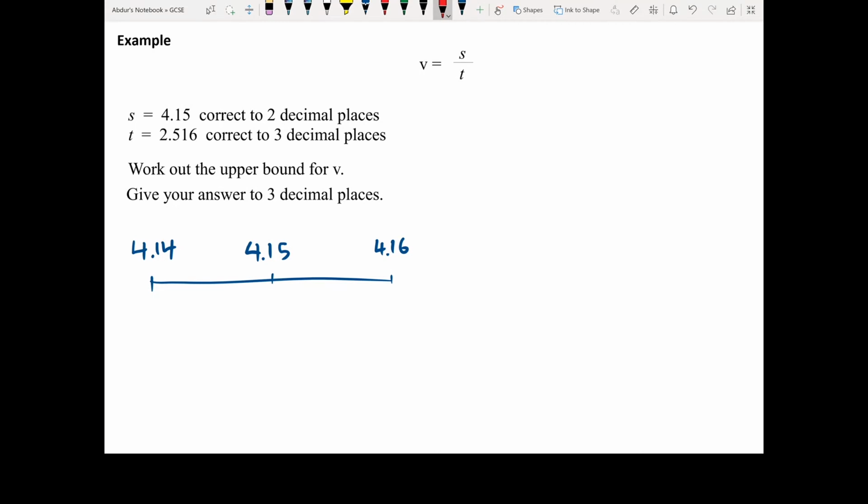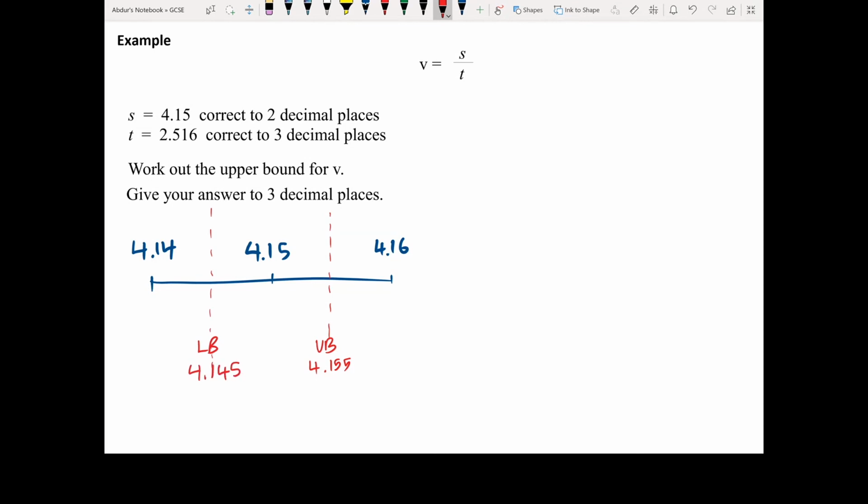So what could the highest number have been to have been rounded to that? Well, if we look partway through, the highest number would be the upper bound. So what is this value between 4.15 and 4.16? The upper bound here is 4.155, and the lower bound would be the number between 4.14 and 4.15. Our lower bound here, as you can see, is 4.145.